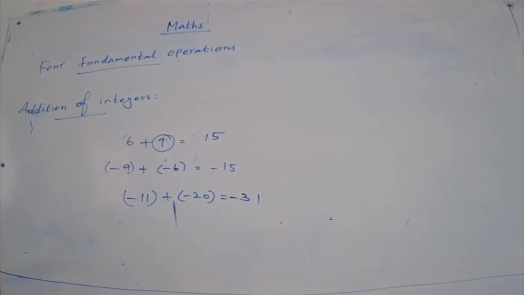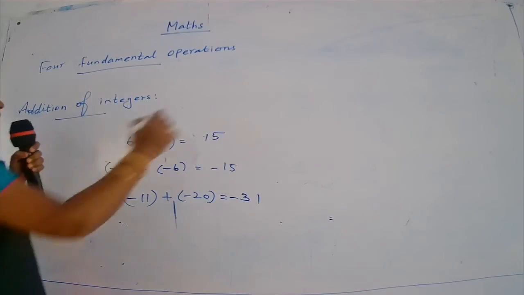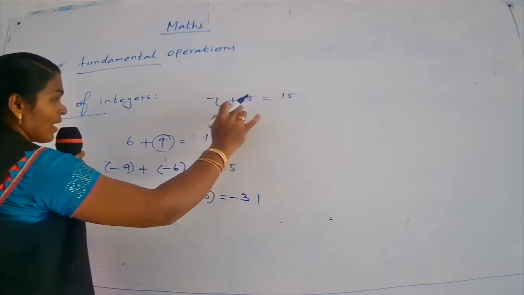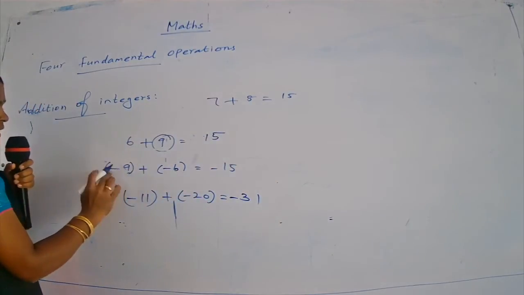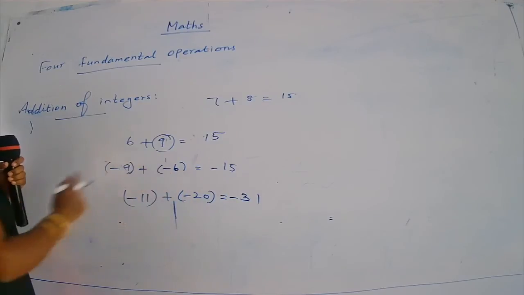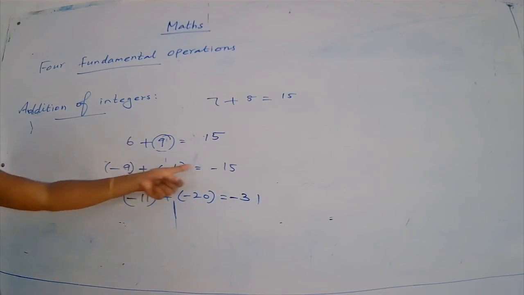Okay children. Gavani, listen. If the signs are the same, we are going to add the integers. This is 6 plus 9 is equal to 15. This we all know. 7 plus 8 is also 15. That we all already know. But here you see negative integers are given: minus 9 plus minus 6. So what should we do? First add both numbers, then take the sign and put it.